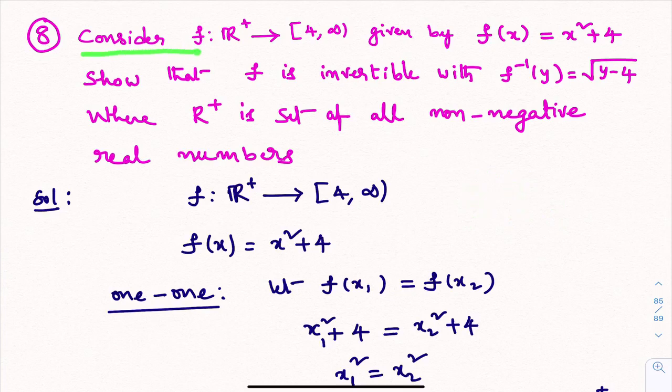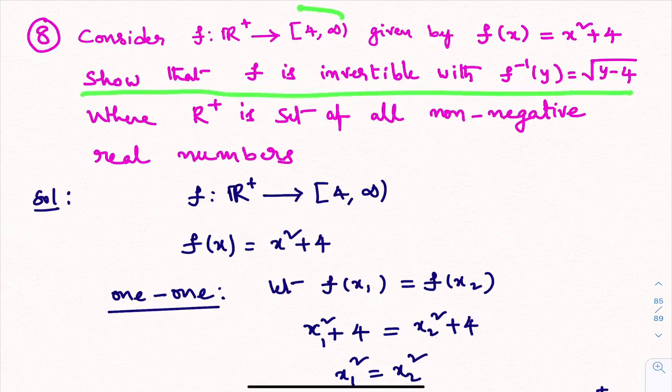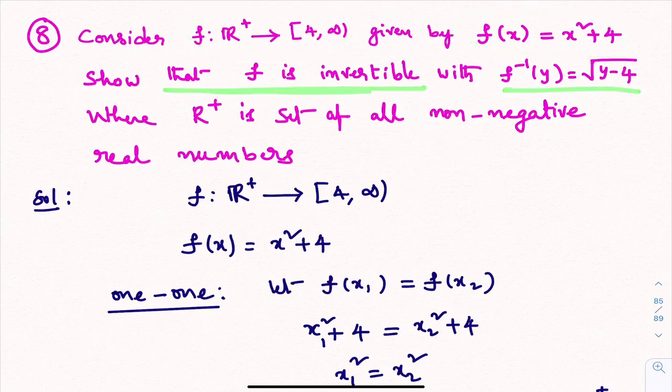You observe here what information they have given. Function is from set of all R plus to closed interval 4 comma infinity. This is important. They have given that function f of x is x square plus 4. Function is from here to here, and the given function is f of x equal to x square plus 4. We need to show that this function is invertible, and inverse of that function is root over y minus 4. I hope till here you understand. They are asking to show that it is invertible with this inverse.